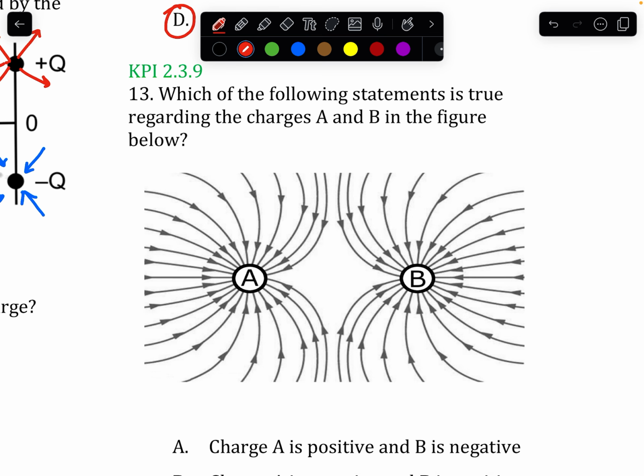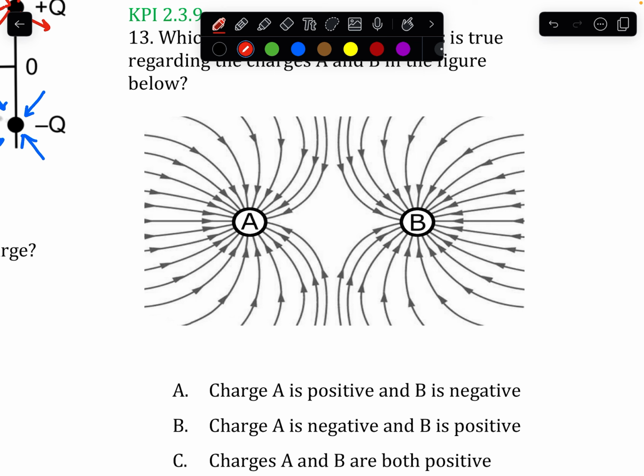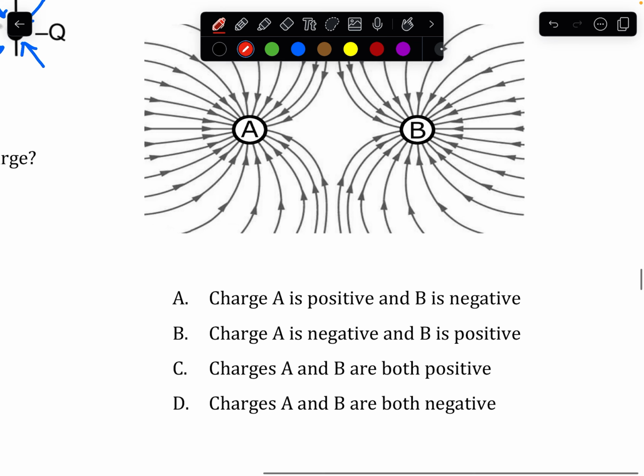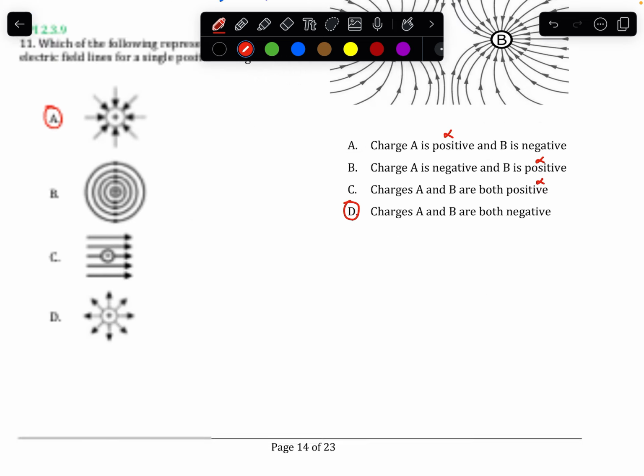So looking at this diagram in question number 13, I can see that both charges have inward electric field lines. I can see that they're both equal. None of them has more electric field lines. So charge A is positive, no. B is positive, no. They're both positive, no. Eventually they're both negative because they both have inward field lines.